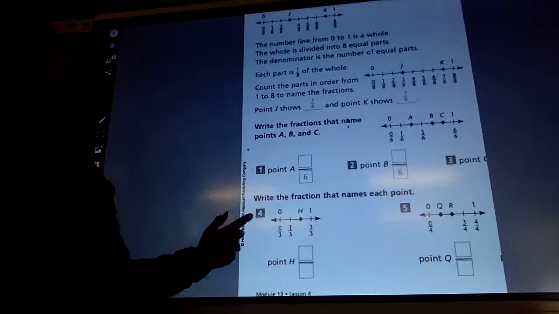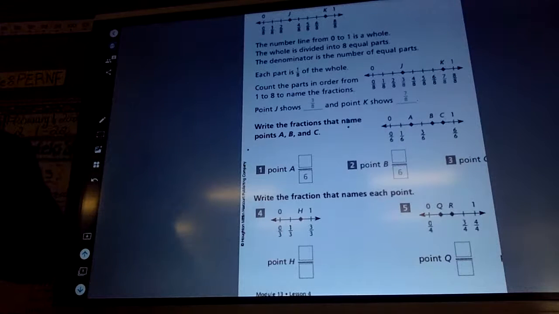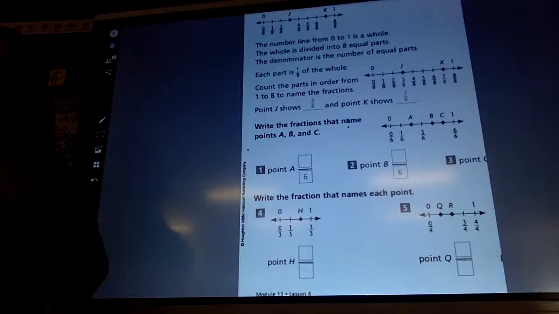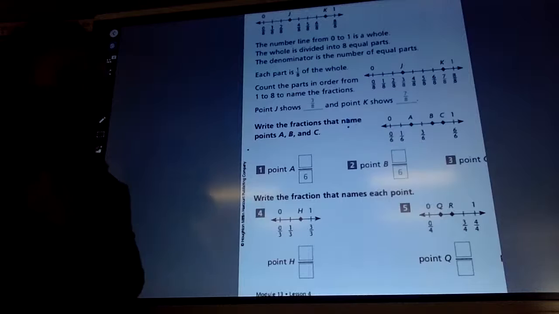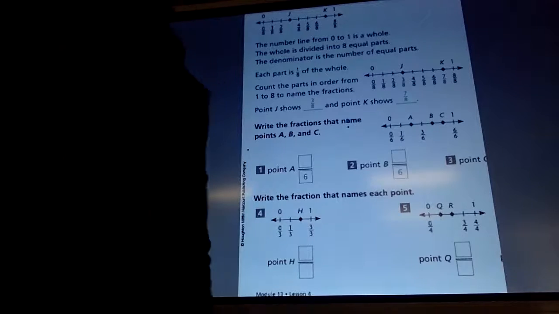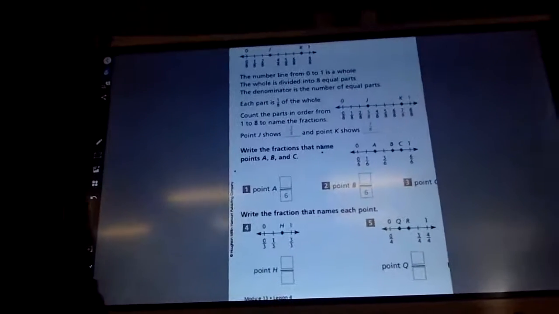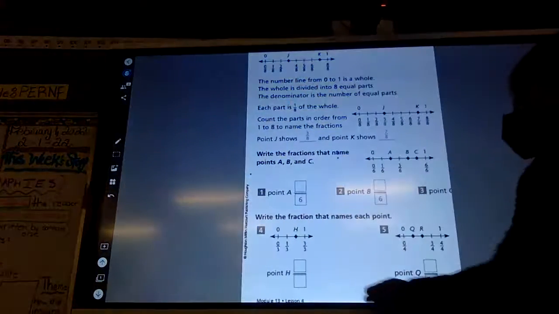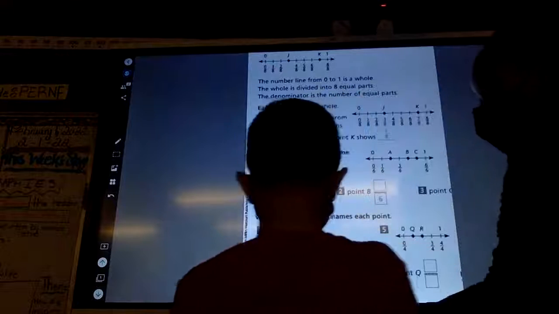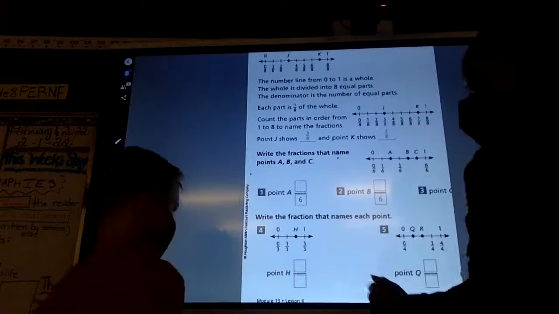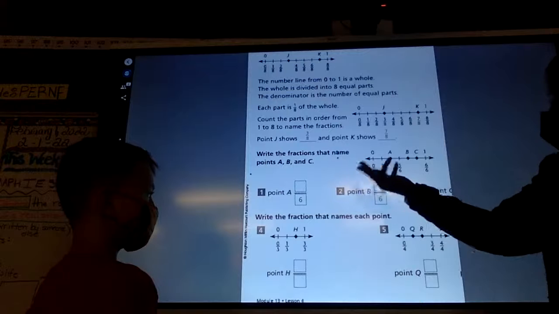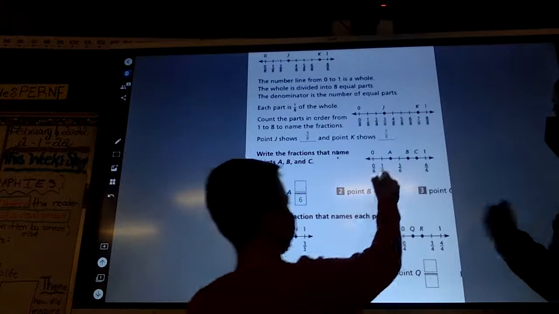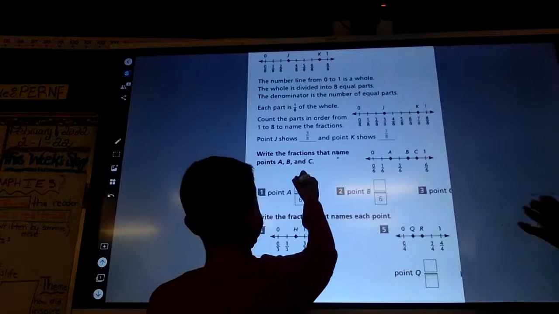So point A. Who thinks they can come up and name point A, or come up and write it for me? Let me get Thomas. Come on down, Thomas. All right, so here's 0, 1/6. What's going to go after 1/6? Now you're going to write it in the space there. So what would go in my numerator?